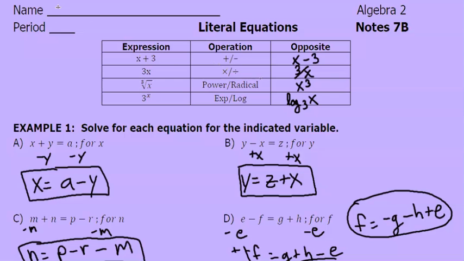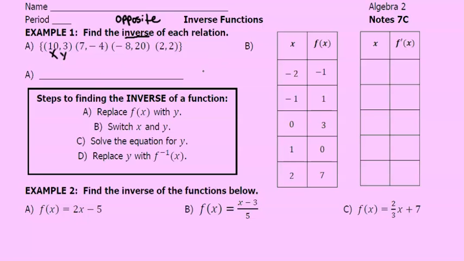So recall from notes 7b, the opposite of addition is subtraction, the opposite of multiplication is division, the opposite of a power is a radical, and the opposite of an exponent is a log. So if we switch these, now we're going to have y comma x. So we just switch the numbers and write it out.